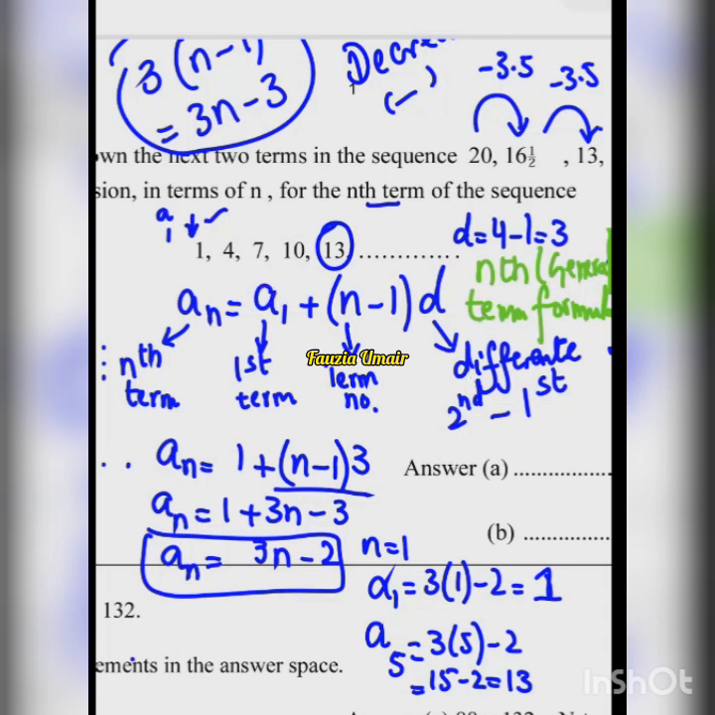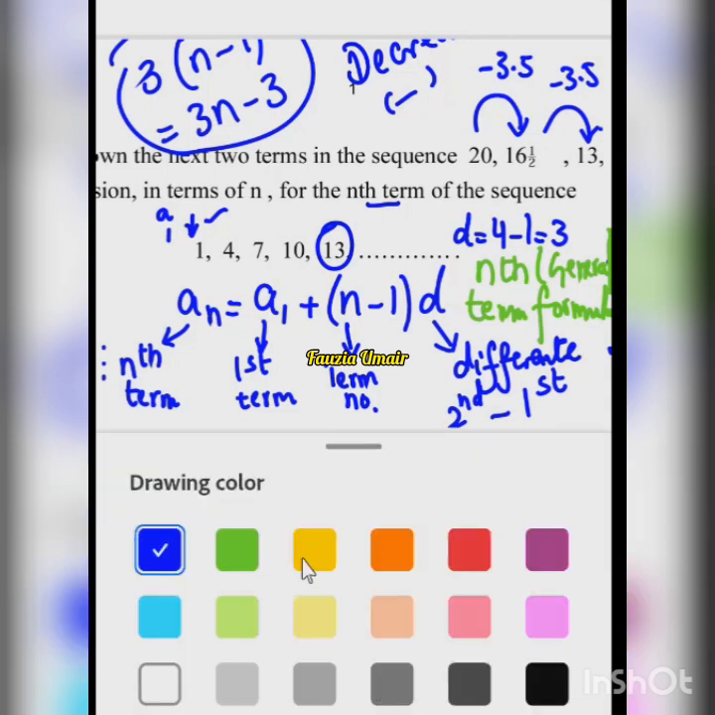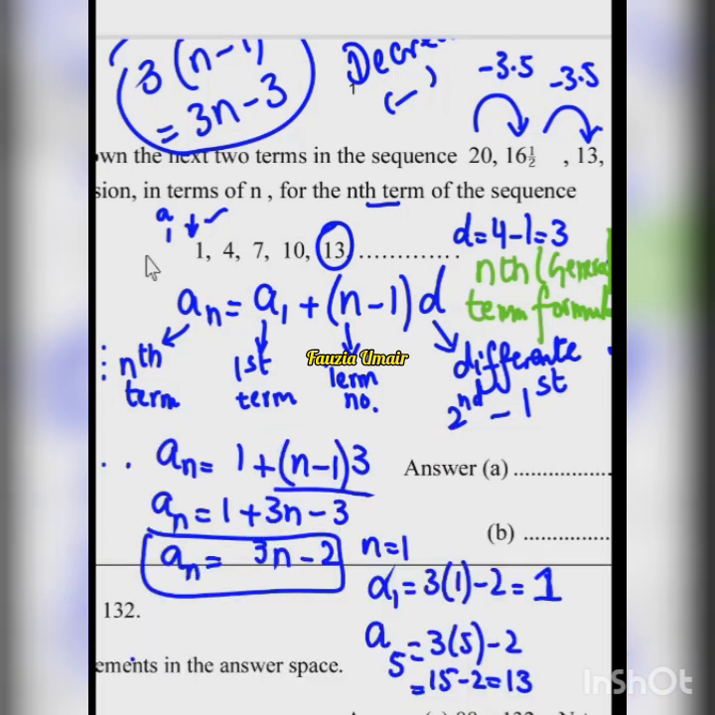And if you look carefully here, a1 is your first term, so that makes sense. a1 is your first term, the first term of the sequence you need to make the nth term formula. Then how do you find d? d is basically, I have written it here, second term minus first term. So the second term is 4, 4 minus 1, so 4 minus 1 will be 3.